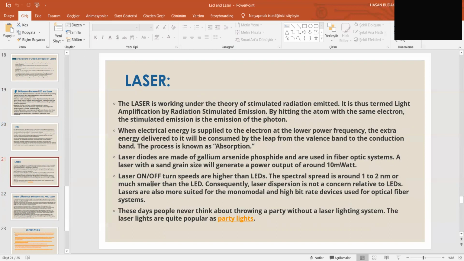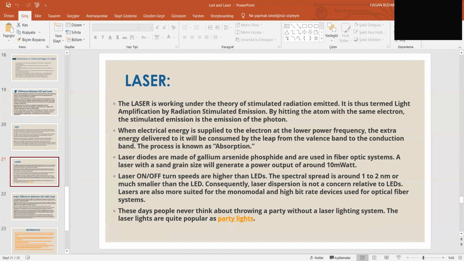Lasers. The laser works under the theory of stimulated radiation emission. It is thus termed light amplification by stimulated emission of radiation. Stimulated emission is the emission of a photon by hitting the atoms in the same direction. When electrical energy is supplied to the electron at the lower energy level, the extra energy delivered to it will be consumed by the leap from the valence band to the conduction band. The process is known as absorption.